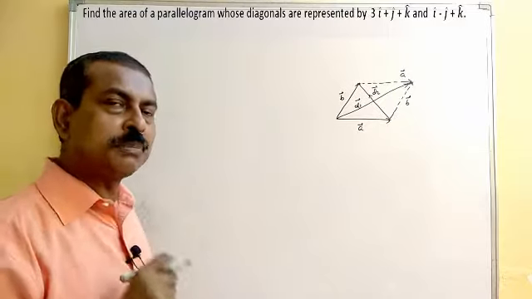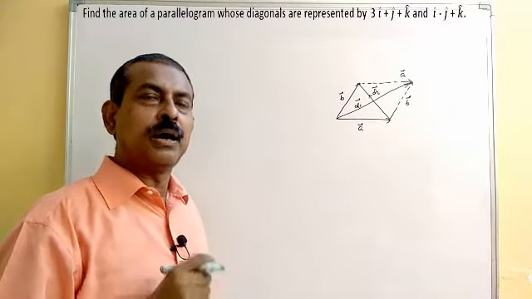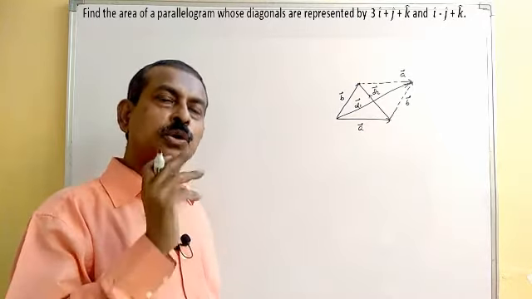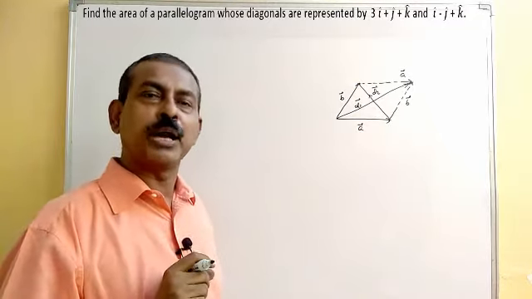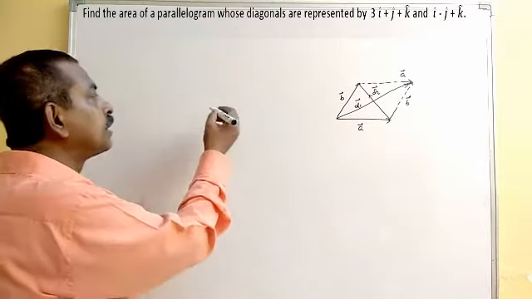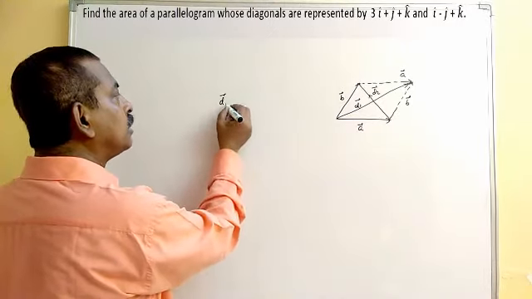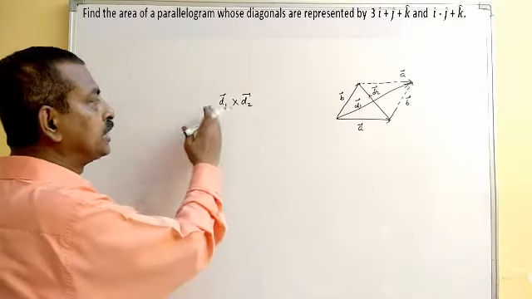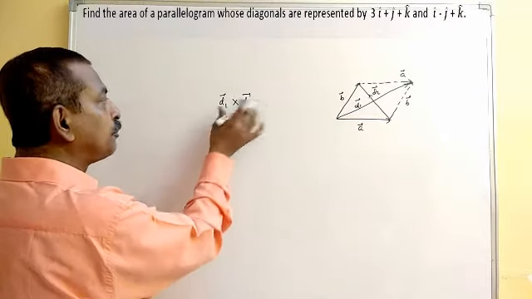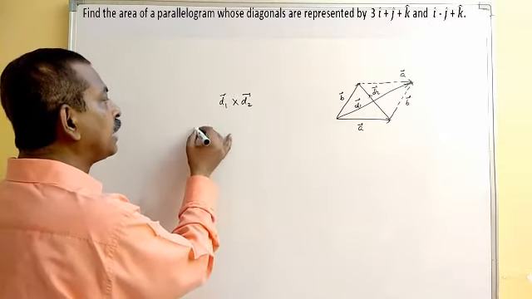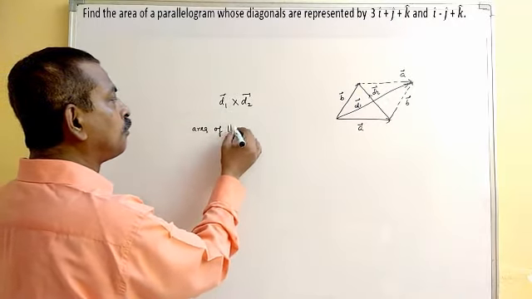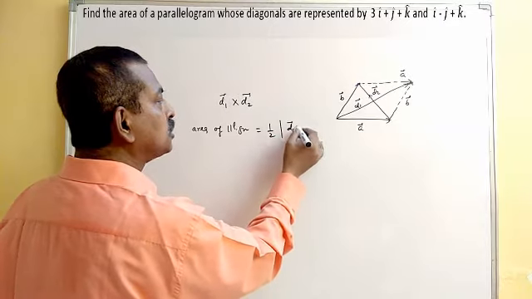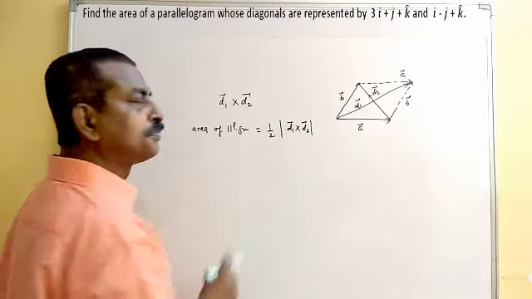There is one shortcut method also to find this one. Area of the parallelogram is half the magnitude of the cross product of the diagonals of the parallelogram. That means if I take d1 and d2, which are the diagonals, we take their cross product, and the area of the parallelogram will be equal to half the magnitude of this d1 cross d2.